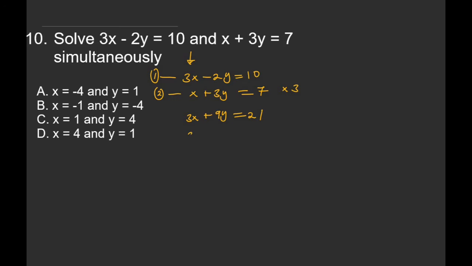Now bring down equation 1 to join this. Still we have 3x minus 2y equal to 10. Now let's subtract the two equations.